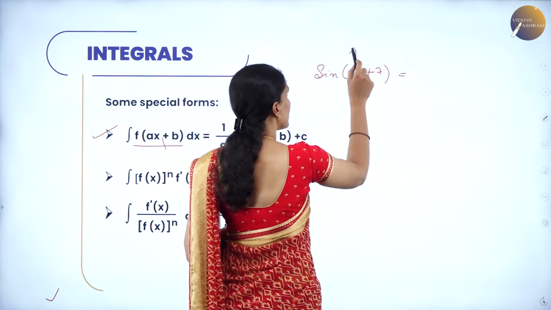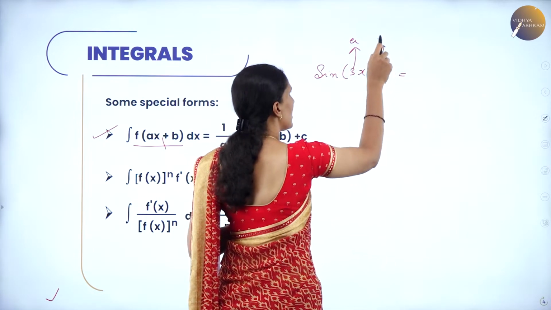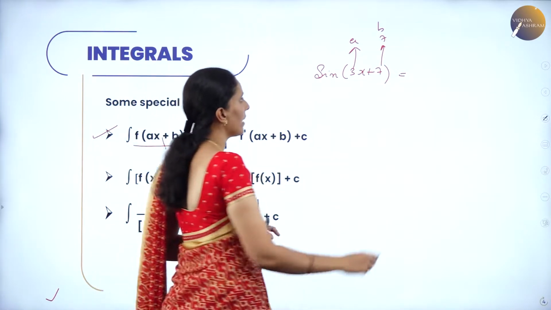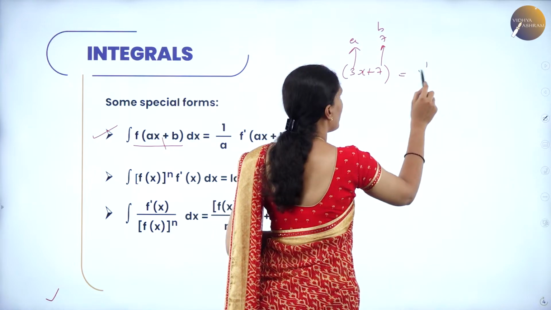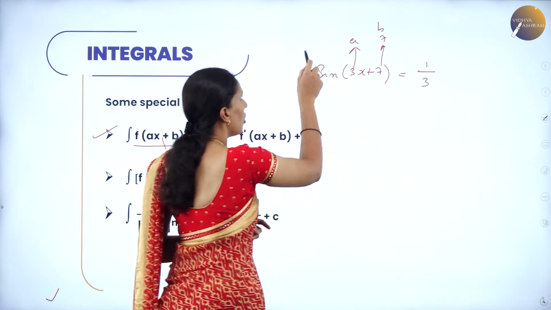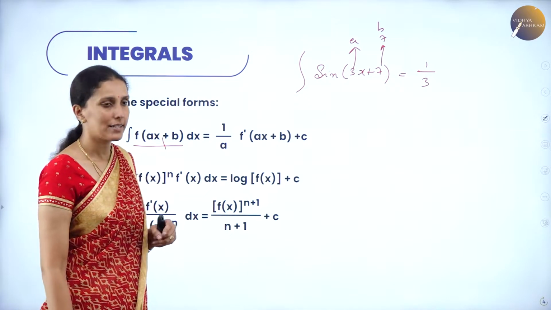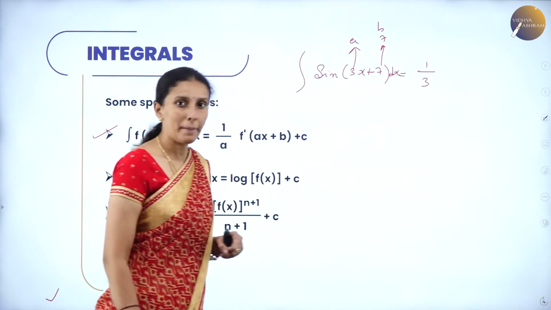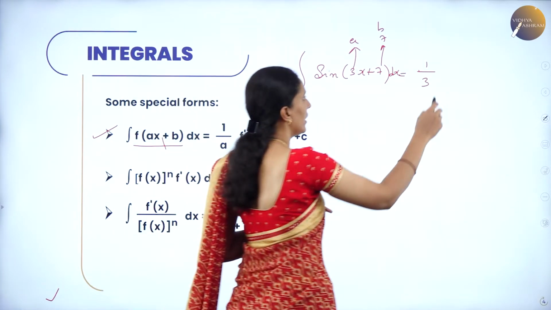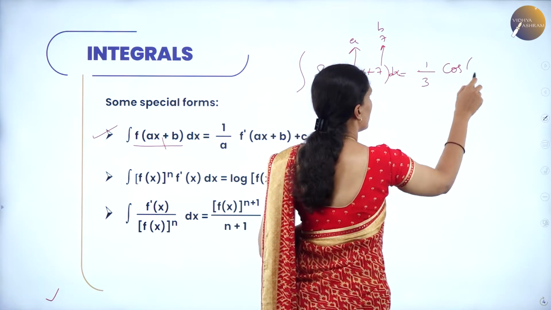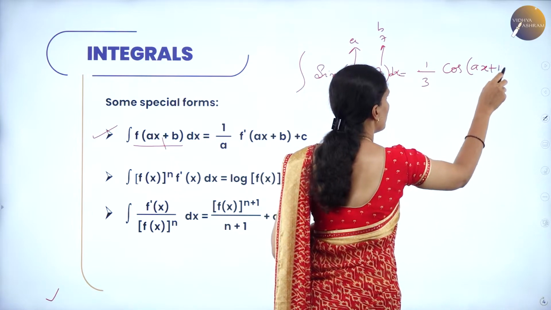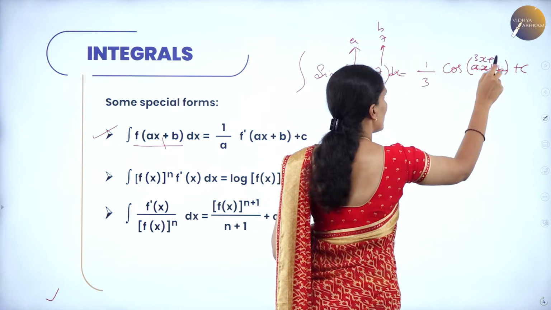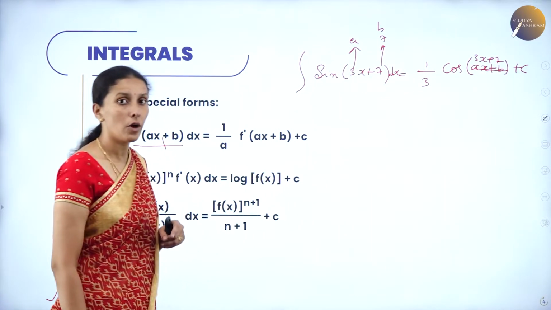So here a is nothing but 3, and b is 7. Therefore ax plus b means 1 by 3. So the integral of sin(3x plus 7) dx can be written as 1 by 3. What is the integral of sine? It is minus cos(ax plus b) plus c. So here ax plus b is nothing but 3x plus 7. So this is how we are going to write it.